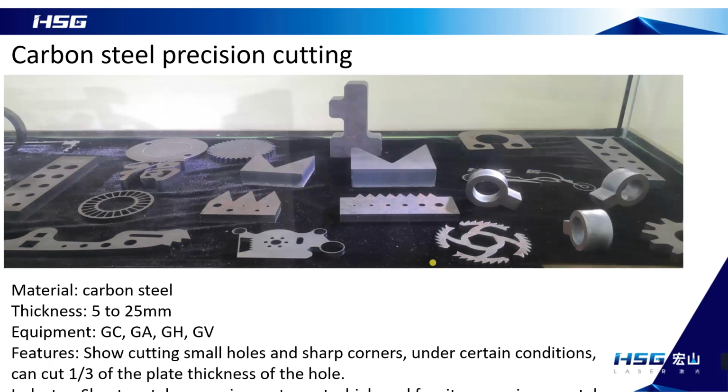Here are some of our carbon steel precision cutting samples. The thickness is from 5 to 25 mm. They used GC, GA, GH, and GV cutting, mainly to show the thick plate cutting hole as well as the sharp angle of the process, because in certain conditions, the minimum hole we can cut is 1/3 of the thickness of a plate. But at present, we tell the customer it can cut a hole equivalent to the thickness of a piece of plate.